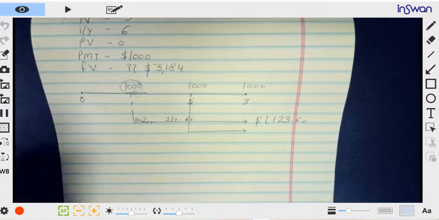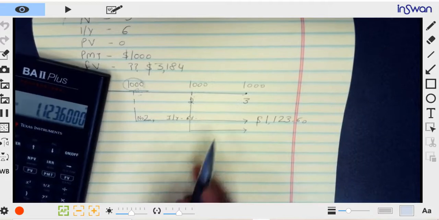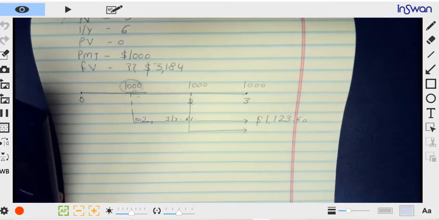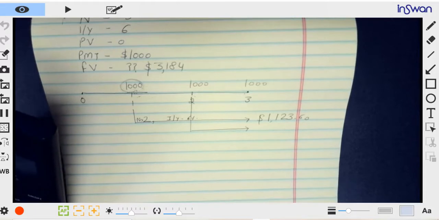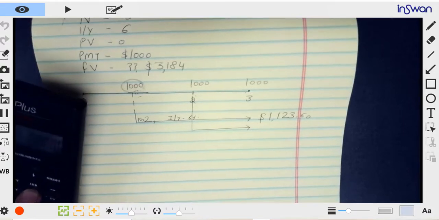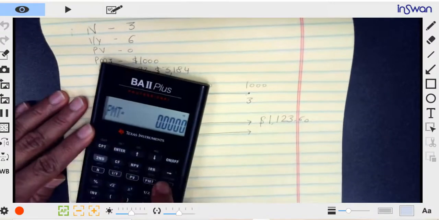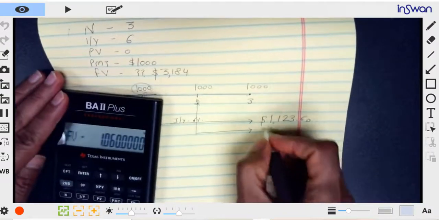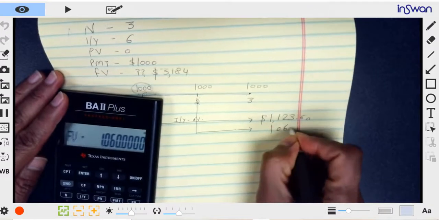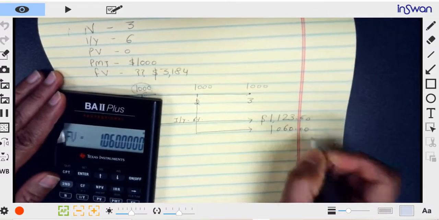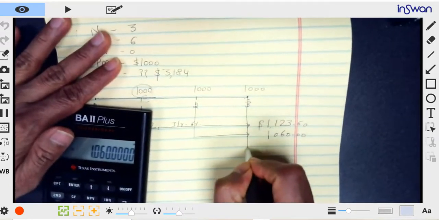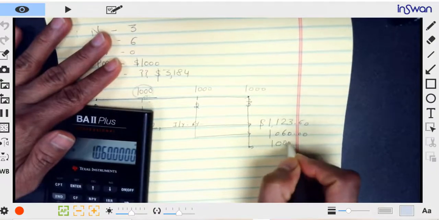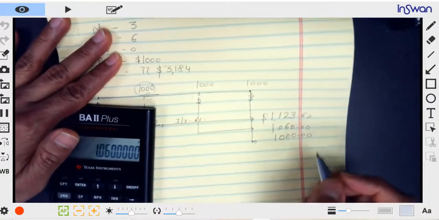Now everything is same. Your N would change to 1. Okay. So now N is 1. Interest rate is still 6%. $1,000 is the present value. 0 is the payment. Compute future value. This is giving us 1060.00. This value is already the value at this time, so it will stay the same, which is $1,000.